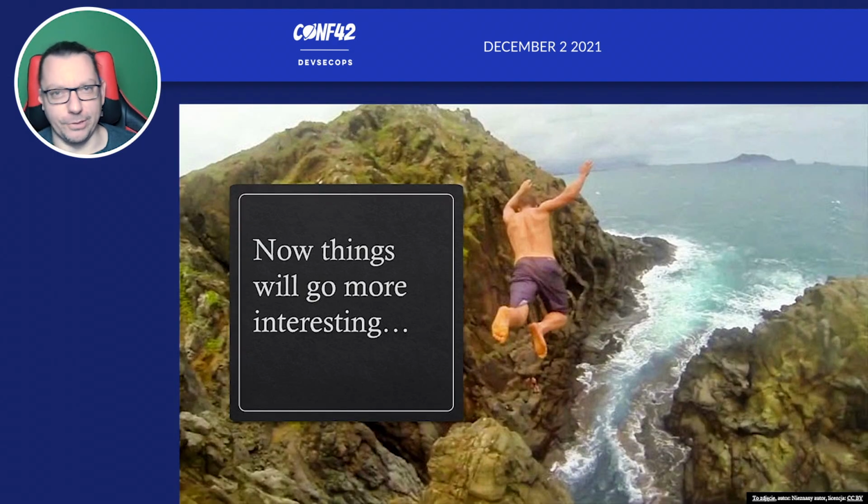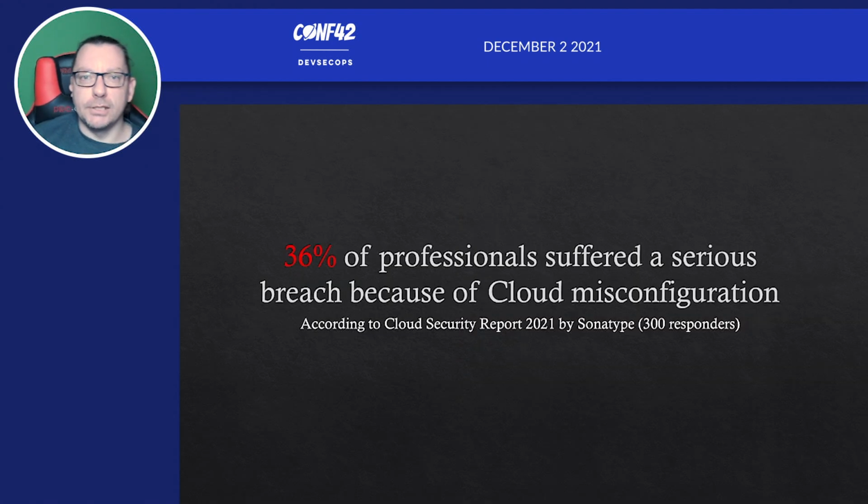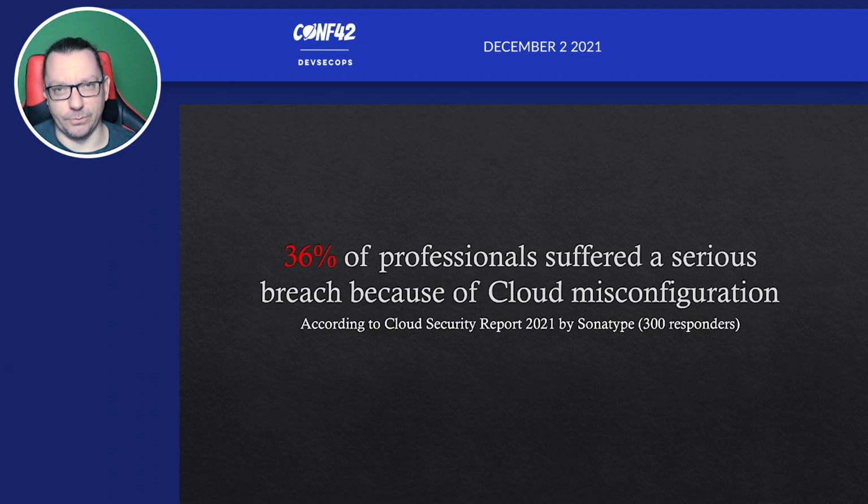So now we are going to the new report from this year, and it is interesting because Sonatype did a report where they talked with 300 professionals, and they have very interesting information there. So 36% of professionals suffered a serious breach because of cloud misconfiguration. So of course, here we are talking about a different group of people. That's obvious. So that's why we have different numbers. But I hoped it would be lower, but it's not, right?